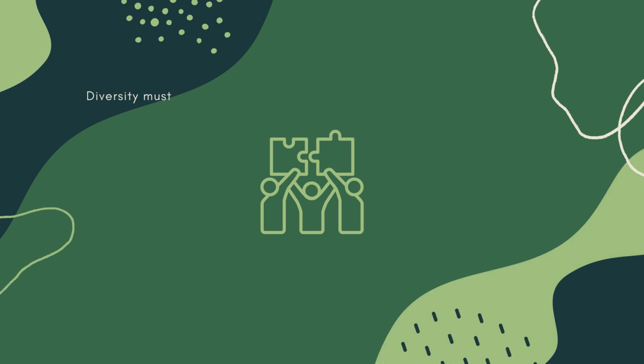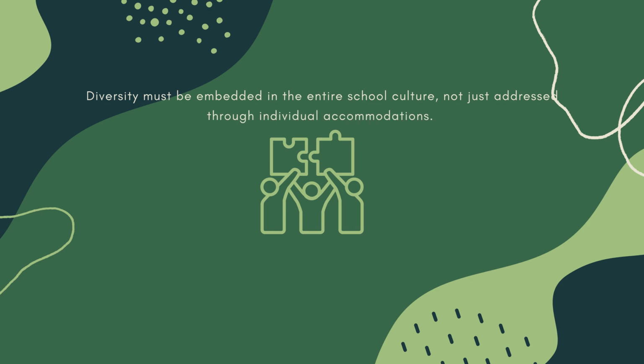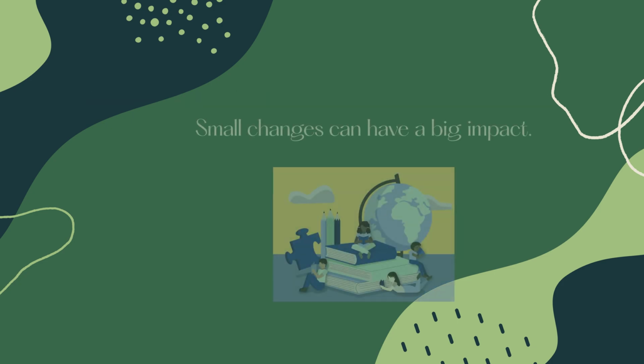When it comes to attention to diversity, I now understand it must go beyond individual accommodations. It needs to be embedded in the entire school culture, structures, and relationships. Diversity isn't just about supporting students with disabilities or language barriers. It's about rethinking how the school operates to ensure that all students and families feel included, respected, and supported.